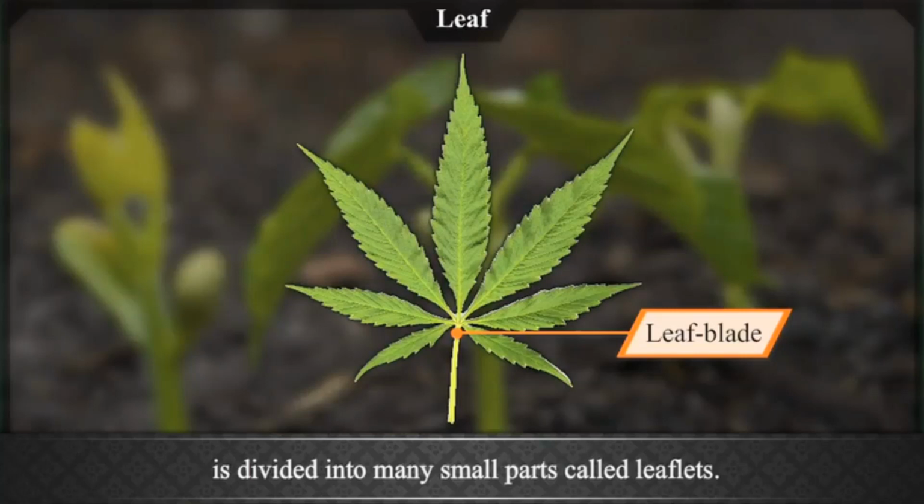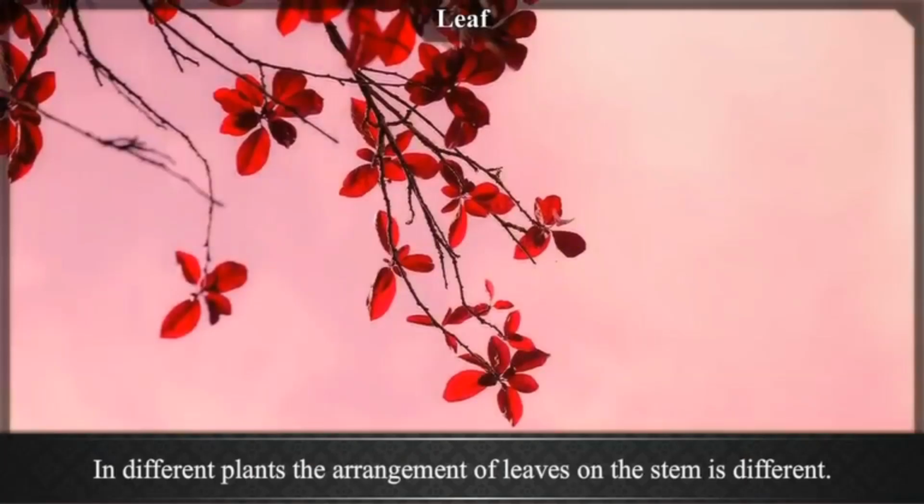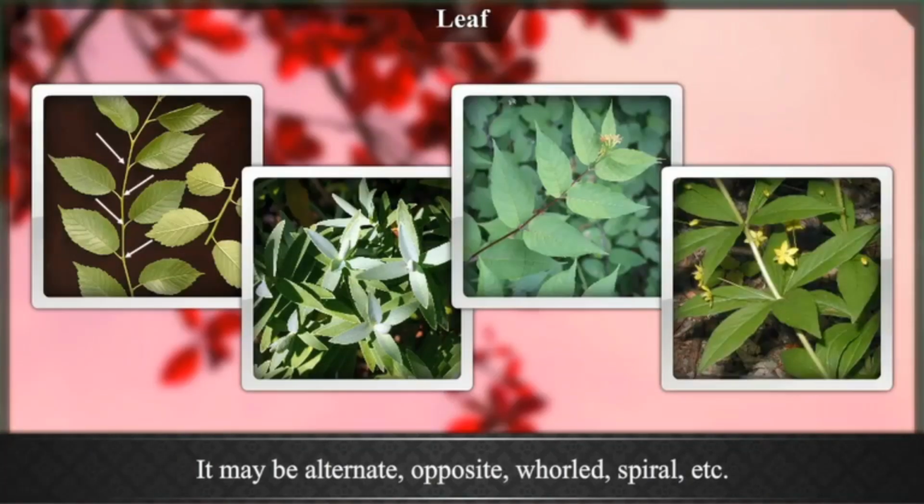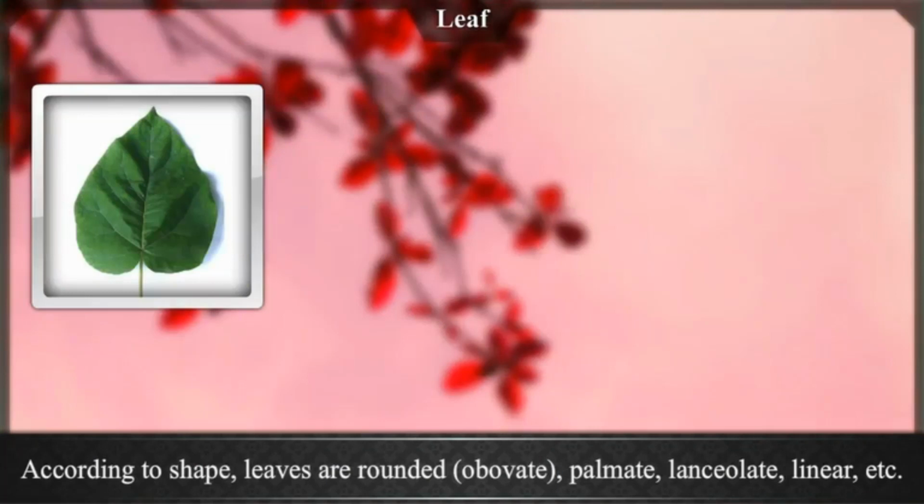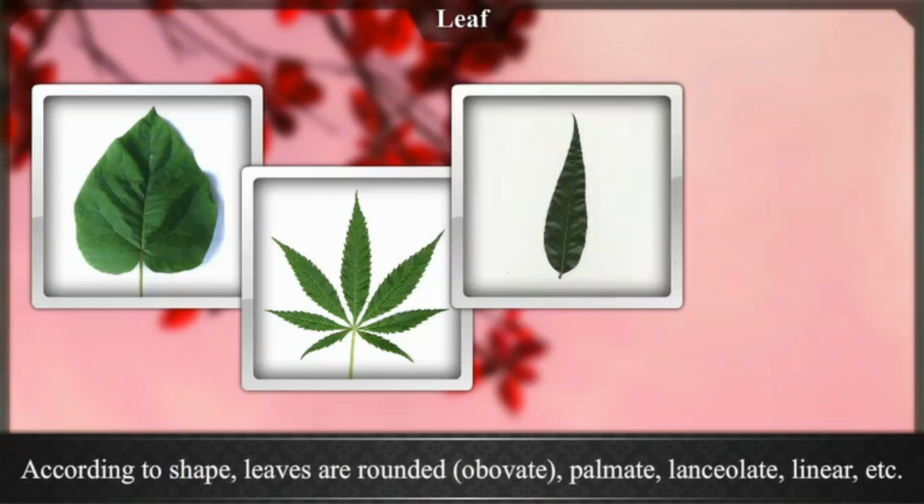Observe and discuss. Observe a branch of plants like rose, neem, coriander, hibiscus, etc. In different plants, the arrangement of leaves on the stem is different. It may be alternate, opposite, whorled, spiral, etc. According to shape, leaves are rounded or obovate, palmate, lanceolate, linear, etc.